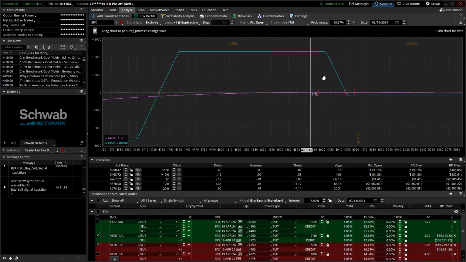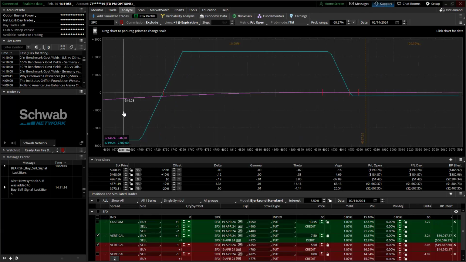The difference between these two is 25 points, or $2,500, and we're paying $2 up front. So our upside risk is $200, and our downside risk is $2,700. These are the numbers that we know up front.